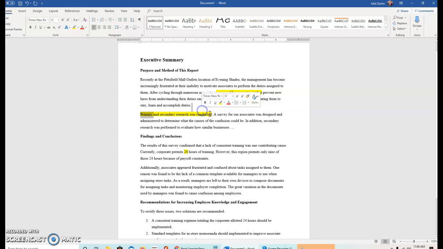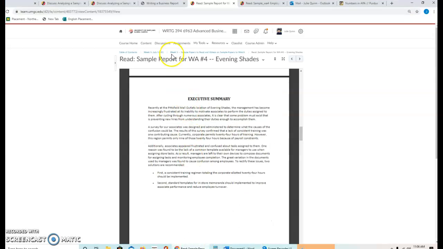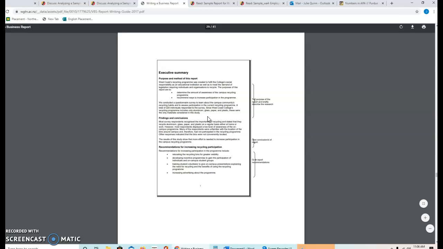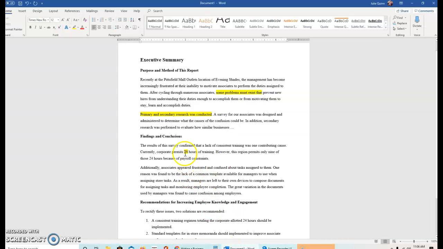The part that's highlighted here I added because it just started by saying a survey for associates. But if you go back to the sample Victoria business model, I thought that maybe it's a good way to establish a bit more in-depth discussion, to let the audience of executives know your understanding of different types of research. So I just added a small sentence that says, primary and secondary research was conducted. A survey for our associates was designed and administered to determine causes of the confusion.